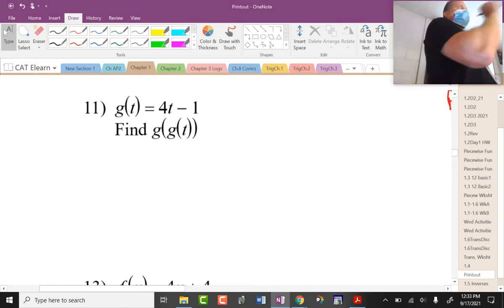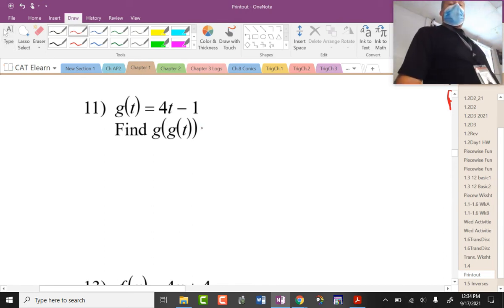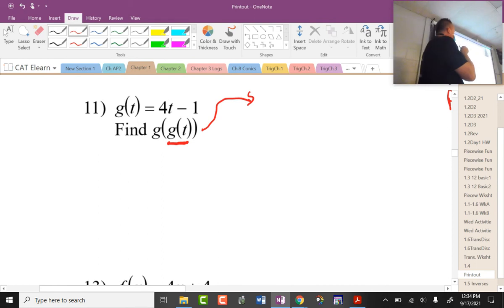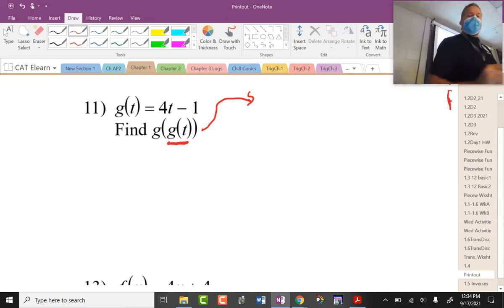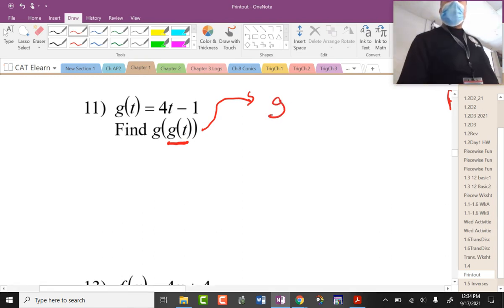g of t. Strange. All right, just slow down a second. Remember the process. Okay, so I look on the inside, g of t. And then what I do is I replace that with its functional definition with this particular number, which means g of t is 4t minus 1.